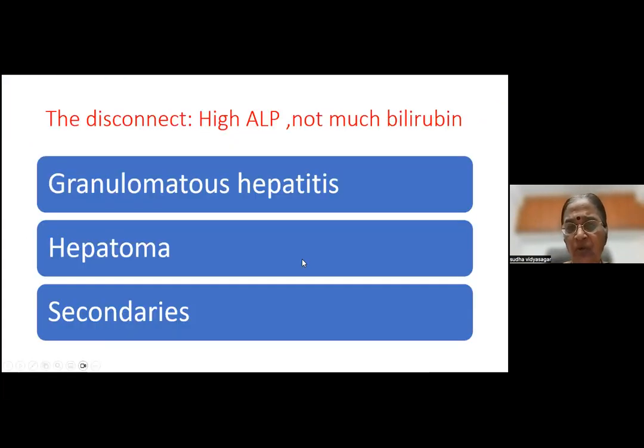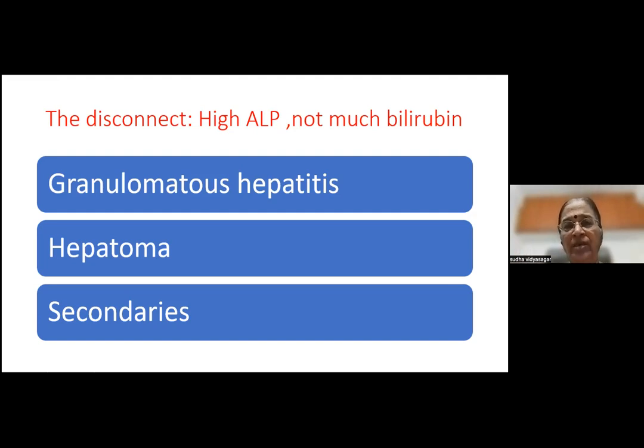Now I want you to notice a few things. The disconnect between the ALP and the bilirubin. In an extrahepatic cholestasis, if you remember our CA pancreas patient and this biliary colic lady, they all have a good amount of bilirubin and a good amount of ALP. When you do not get that much bilirubin for that ALP, you have an ALP of 840, but a bilirubin of 3, they're not going hand in hand, right?